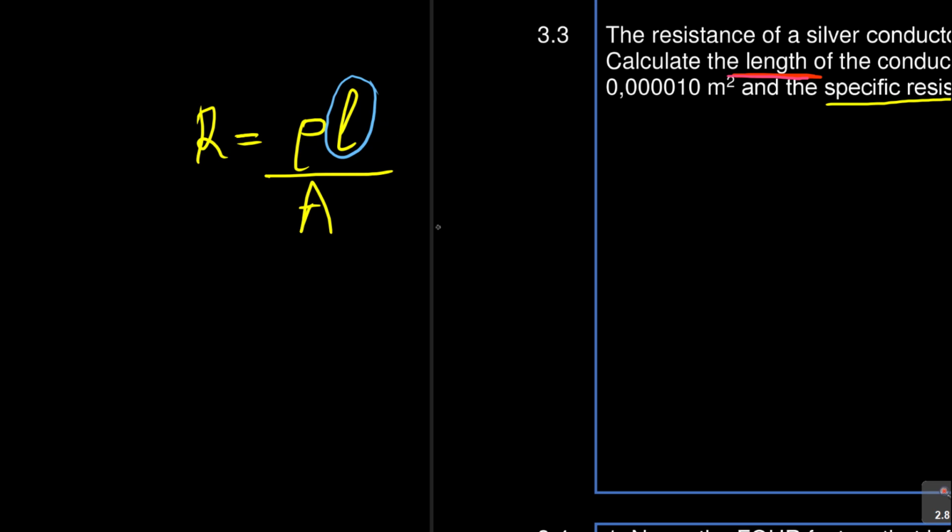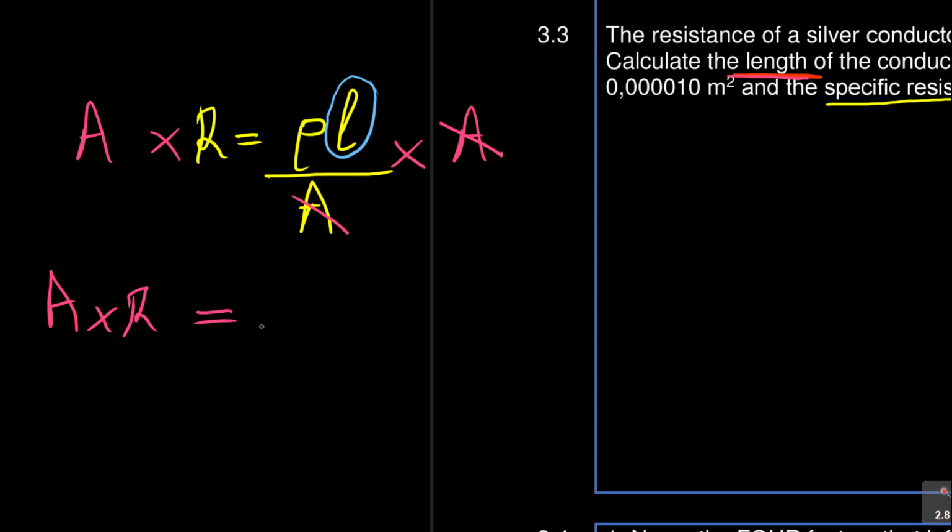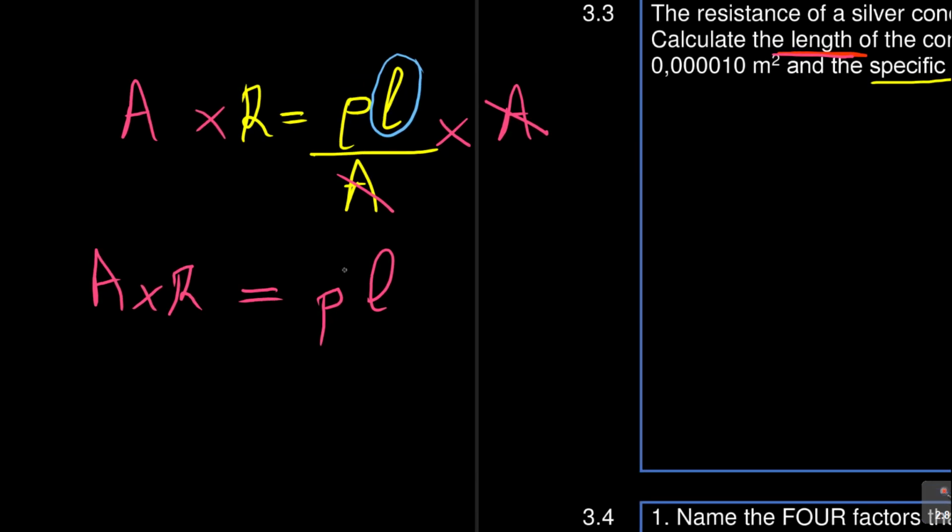Now, since I'm interested in L, the first thing I need to do is to multiply by this A here, and you multiply by A on the other side, so that the A at the bottom goes. Then you have got A times R is equal to PL. So you see, we are still having our L there. Are you with me?